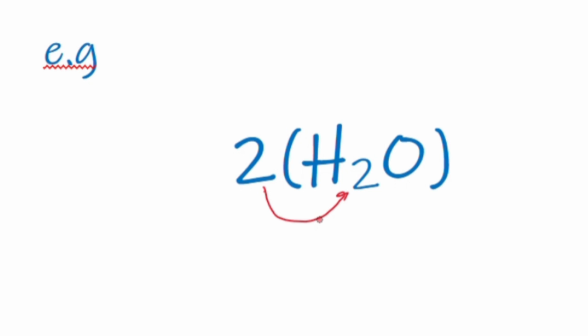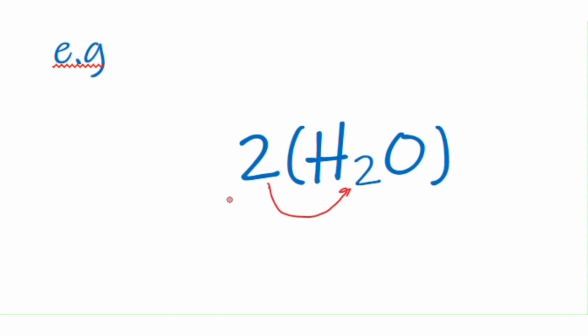So let's look at another example here. 2H2O. The 2 is multiplying the molecule water. In other words, we've put a bracket round the water, so everything in the bracket has to be multiplied by 2. So 2 2s are 4, so we get 4 hydrogens, and then the 2 multiplies the oxygen to get 2 oxygens.